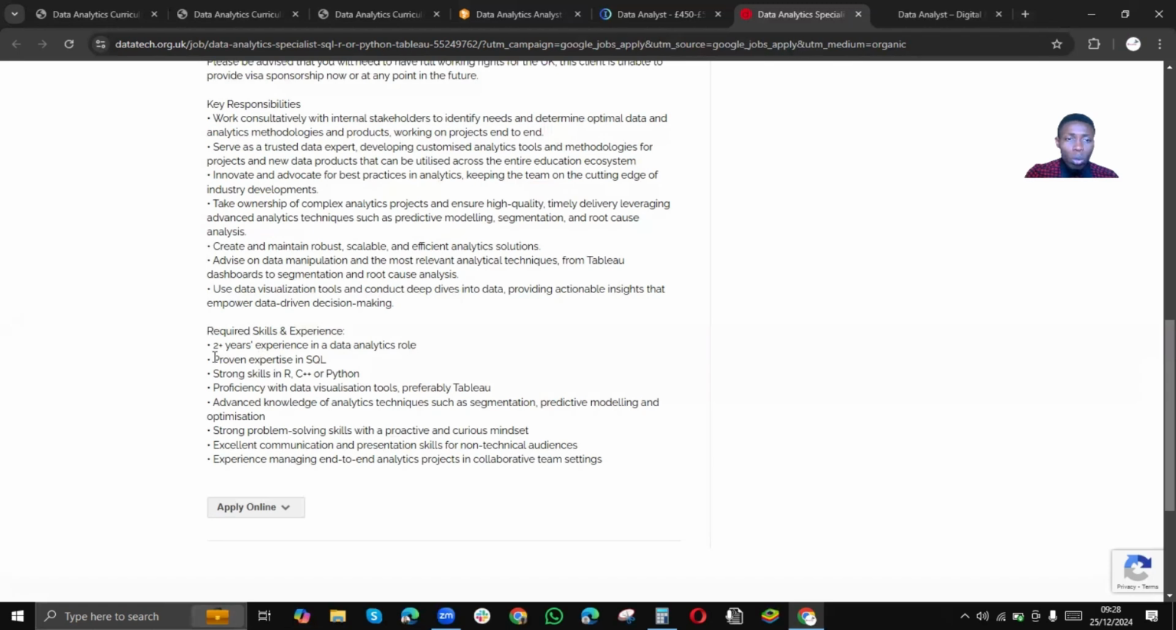So now, what are you going to be doing? What is required? Two years of experience in a data analytics role, proven expertise in SQL. You can see that SQL is very important. Strong skills in R, C++, or Python. Seriously, it doesn't have to be all of that. It can be R, it can be C++, it can be Python.